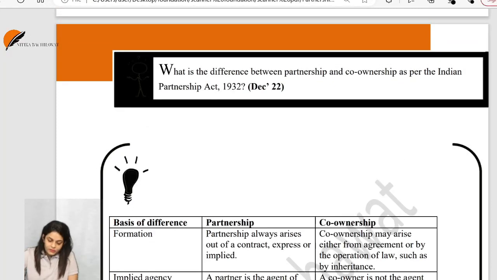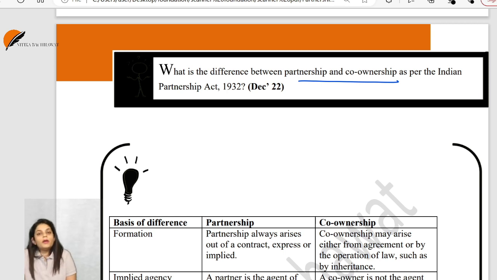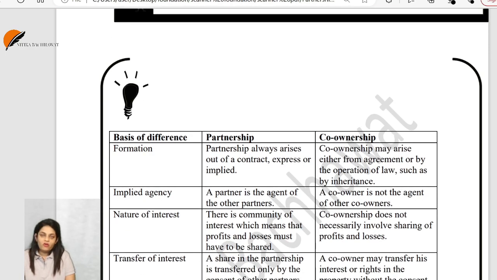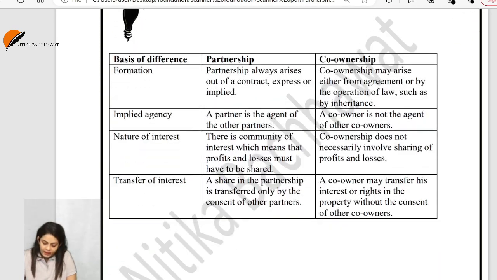What is the difference between partnership and co-ownership? Partnership is formed only by agreement. Co-ownership can be formed either by agreement or by operation of law. In partnership, partners are the agents of each other, but in co-ownership, the co-owners are not the agents of each other. In partnership, the motive is business, whereas in co-ownership, the motive of business may or may not be there.